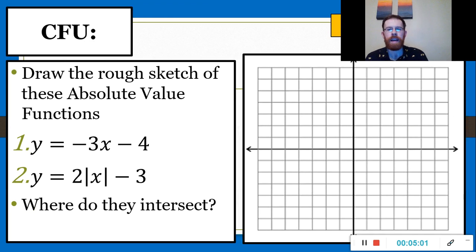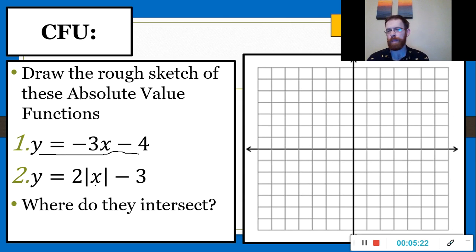Let's move on. Now, check for understanding. I would want you guys to pause and actually draw these, but it might be kind of hard to draw on a video, so I'm going to do the drawing. Now, once again, just pause, see if you can do it on your own. But we want to see if we can draw these rough sketches.